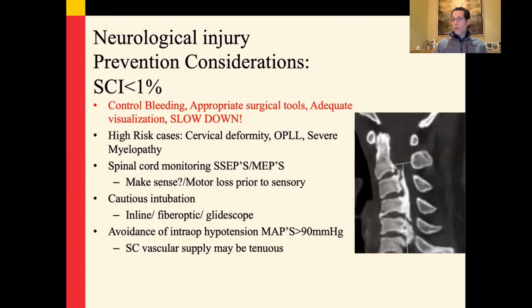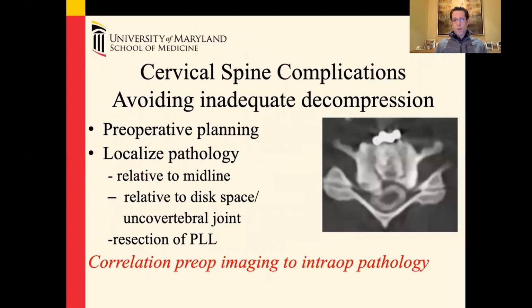What about another rare but potentially devastating complication? Spinal cord injury. The risk, you can reassure your patients, is probably less than 1%, but careful, meticulous control of the bleeding, appropriate use of the right surgical tool, adequate visualization, and slowing down at the appropriate point during the decompressive procedure can really reduce the risk of having a spinal cord injury.